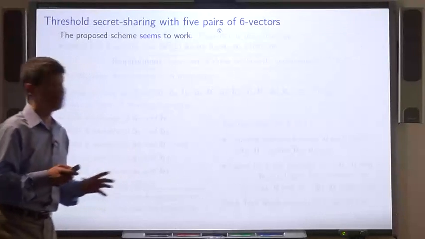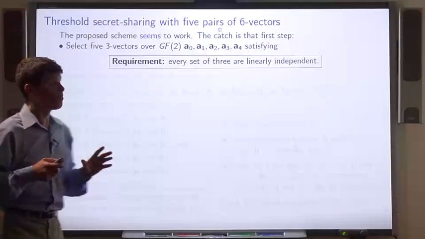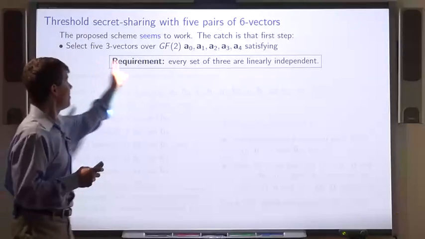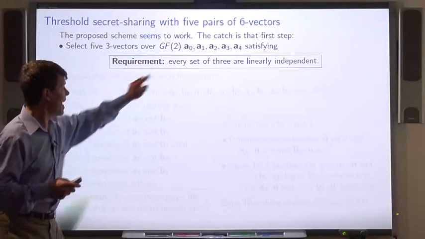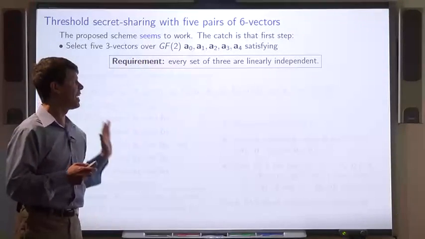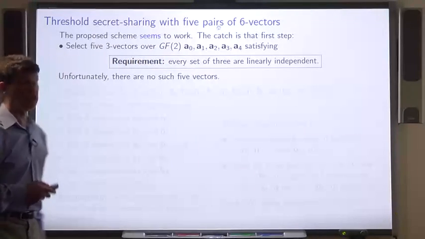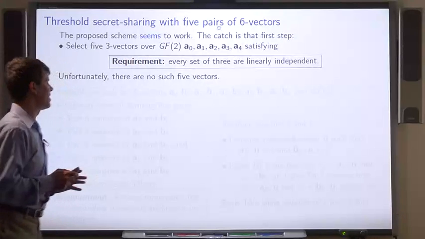This scheme seems great. So what goes wrong? This scheme requires us to choose 5 3-vectors over GF2 that satisfy this requirement. And it turns out there are no such 5 vectors. So we have to do something a little bit more sophisticated.